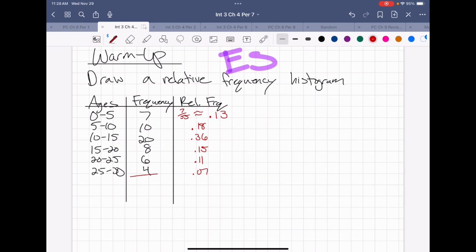If we added these all up, there's 55 pieces of data here. So we did 7 divided by 55, 10 divided by 55, 20 divided by 55, right? 8 divided by 55 to get all those numbers. So this is what you'll be given. You'll also be given graph paper, but obviously I need to draw my own for right now.